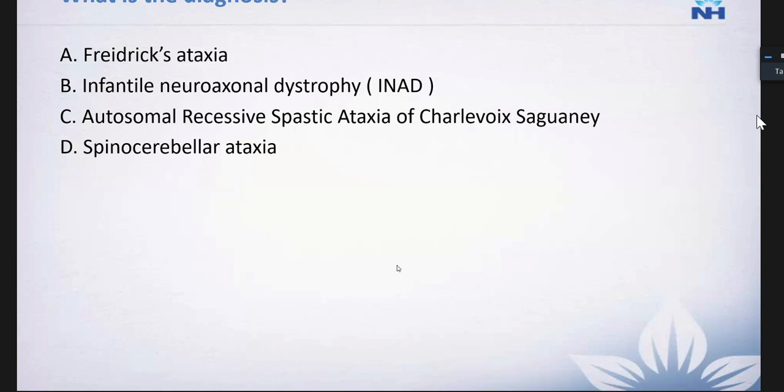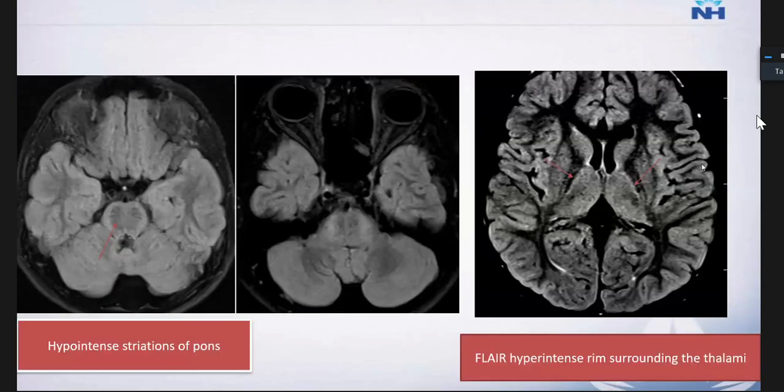Yeah, so the correct answer is C. That is what we call as a short form of R6. So these are the imaging findings. What we usually see in R6 is you will see hypointense striations in the pons, and sometimes you will see hyperintensity along the lateral aspect of the thalamus.